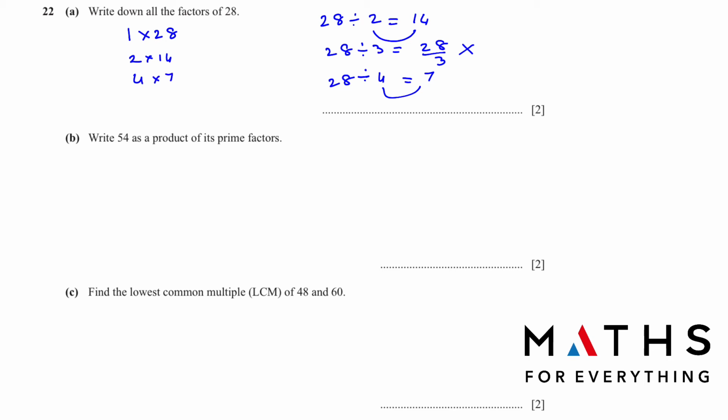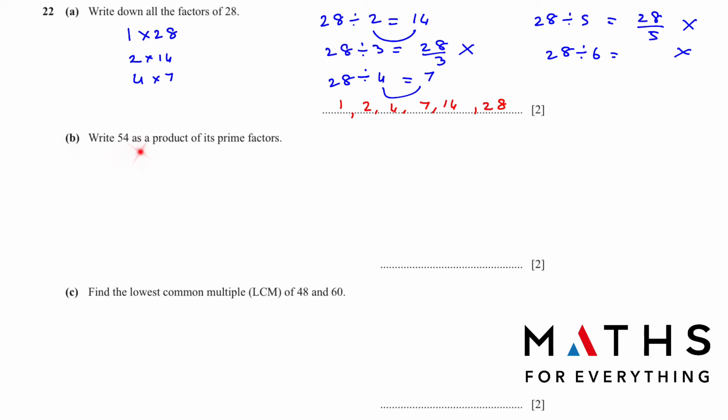The numbers between 4 and 7 are 5 and 6. So check them also. 28 divided by 5, again a fraction, we don't take. 28 divided by 6 is a fraction, we don't take it. So these are the factors. When you are writing, write them from small to big. 1, 2, 4, 7, 14, and 28.